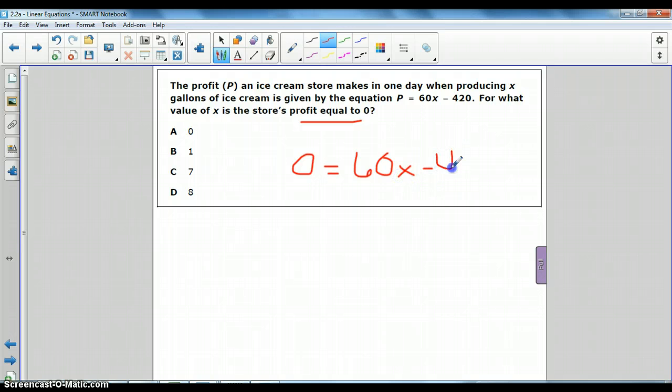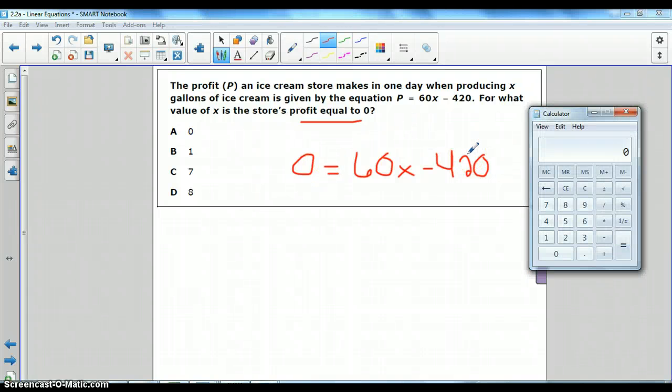So we're figuring out how many gallons of ice cream they have to sell just to break even, or have the profit equal 0. And so here's our equation. Let's say you can't remember how to solve this. Well, we know one of these is the answer. These are all your x's, how many gallons of ice cream. So we're going to plug each of these in and find out which one gets us to 0.